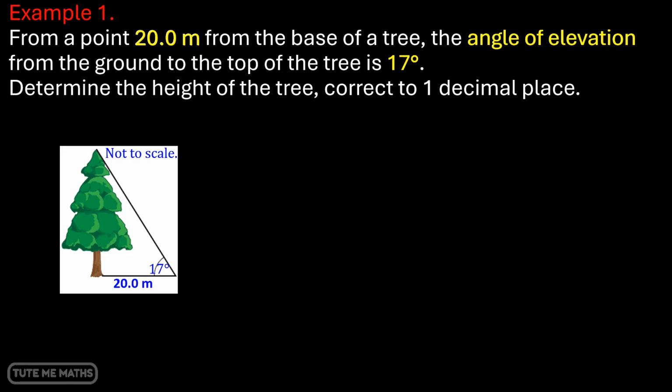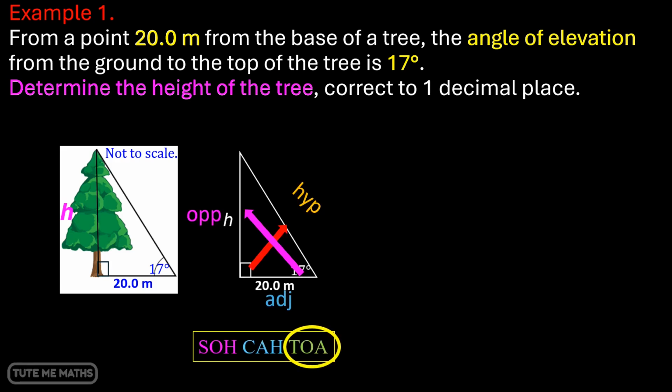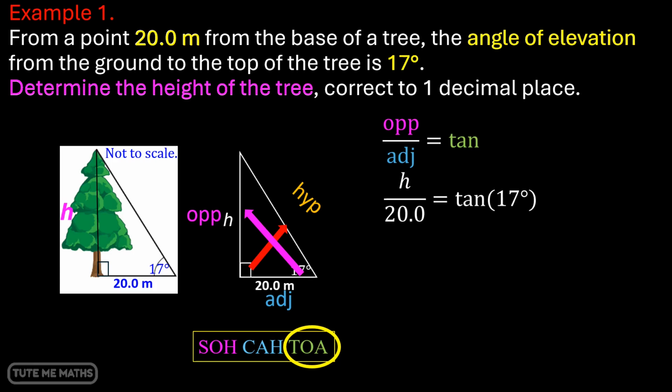We can assume the tree is vertical and the ground is horizontal and flat, and so we have a right angle here. We are asked to determine the height of the tree. We can label it h, or any variable you choose. The problem can be simplified and represented by this right-angled triangle. Labeling our sides and using SOHCAHTOA, we see that the tan ratio is required. Opposite over adjacent is tan, so h over 20 equals tan of 17 degrees.